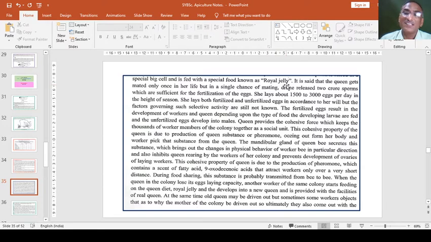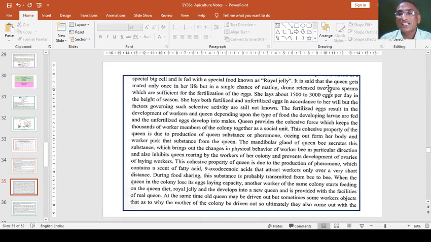So royal jelly is the special food of proteinous material, a quality food or a standard food in the bee colony, provided only to the queens or the larvae which are to be made queen for the future colony.